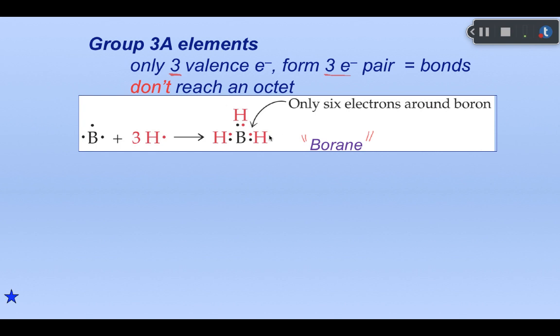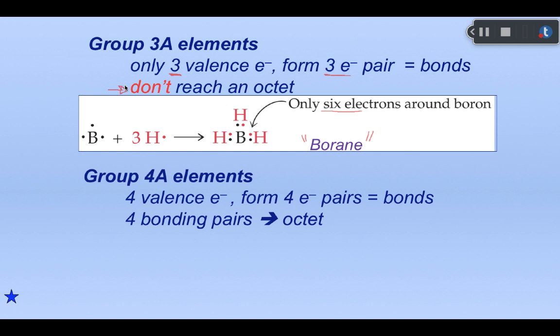In this case, 1 hydrogen electron in each bond and 1 boron electron in each bond still ends up with only 6 electrons. So boron is one of these odd, notable exceptions that doesn't reach an octet. But the remainder of our examples in the rest of this discussion essentially will.